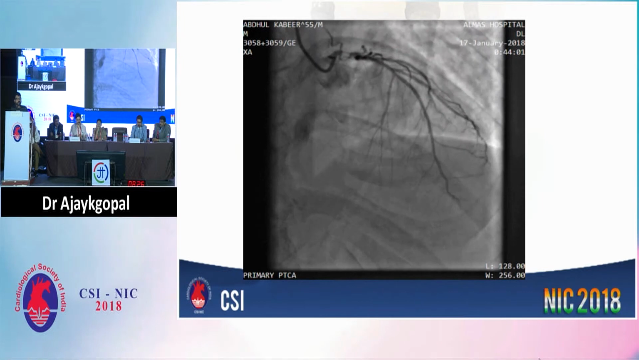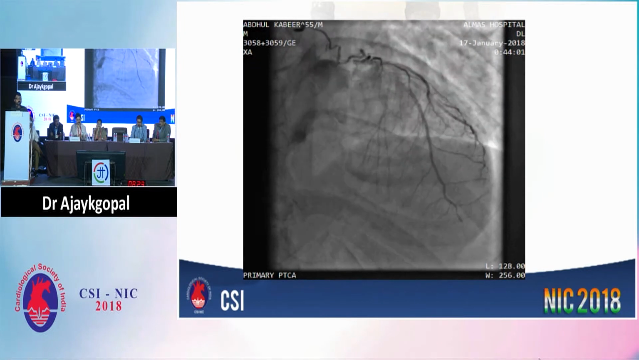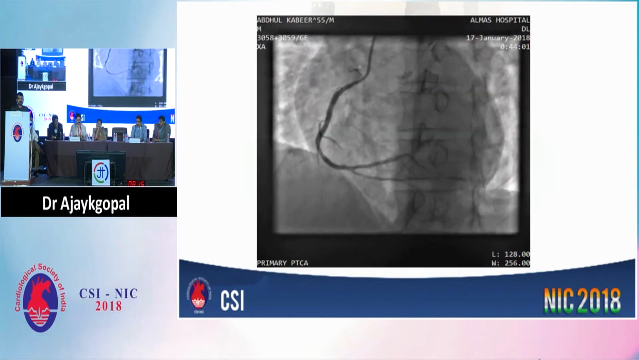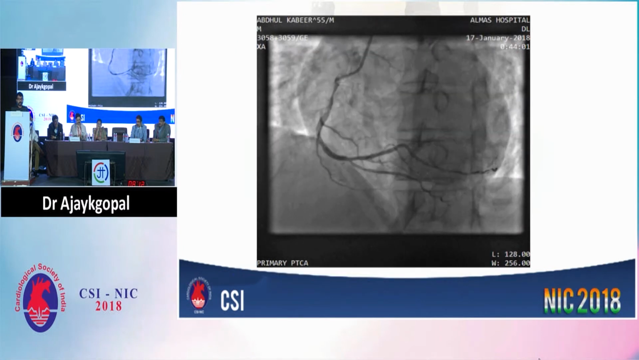The LAD size was almost 2.5 to 2.75, and the LCX was non-dominant, and the size was less than 2 millimeters. RCA was the dominant vessel and essentially normal.